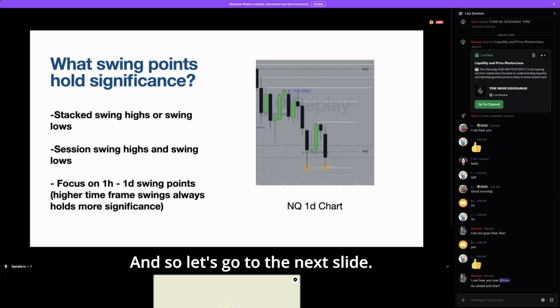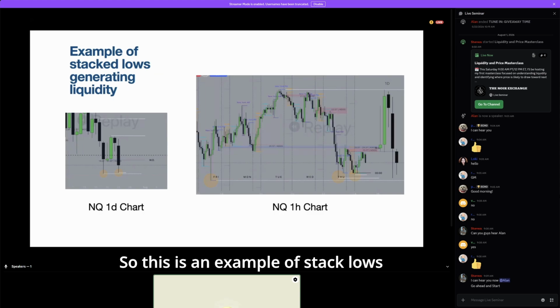So let's go to the next slide. This is an example of stacked lows generating liquidity, and this is the same chart as on the previous slide, but on the 1 hour chart. As you guys can see, that same swing low on the left is the same swing low on the left on the daily. So when I'm looking at the daily, I'm focusing mostly on this daily swing low. But now that I zoom in to the 1 hour chart, I'm able to find these other swings at the bottom. As you guys can see, I have them highlighted in orange.